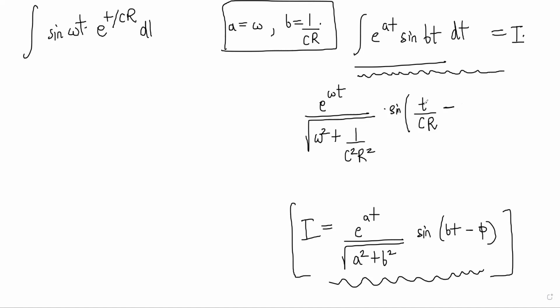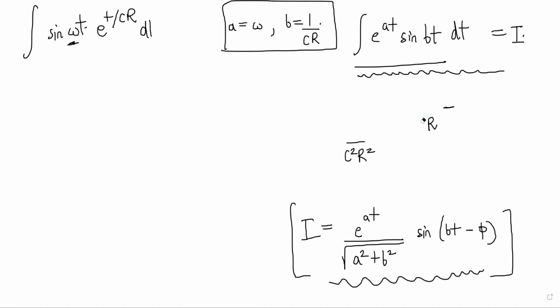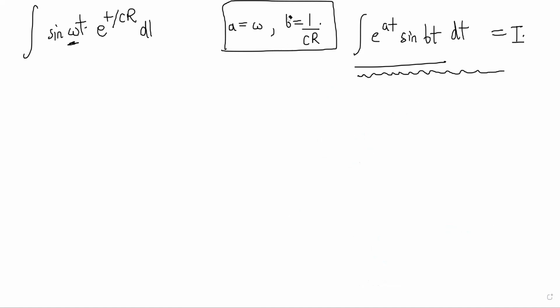It should come omega t, no? Why is it omega t? b is 1 by c. b is omega, no? What am I doing? b is omega, no? Sine bt, yeah, correct. That is the mistake, obviously. b is omega and a is 1 by CR, right? Yeah, 1 by CR. b is omega and a is 1 by CR.